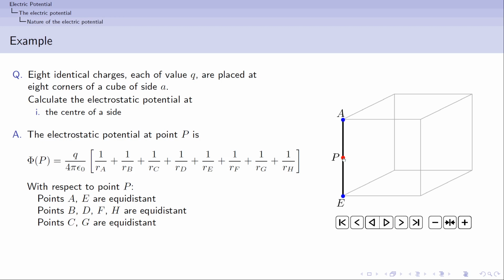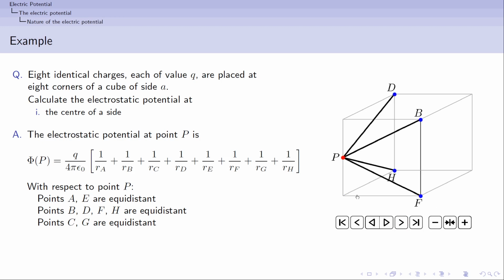And what is the separation? From point P to point A, the distance is a by 2. So this Ra is a by 2. Similarly, from point P to point E, this Re is also a by 2. So this is a by 2 and this is also a by 2. So these 2 points are equidistant.